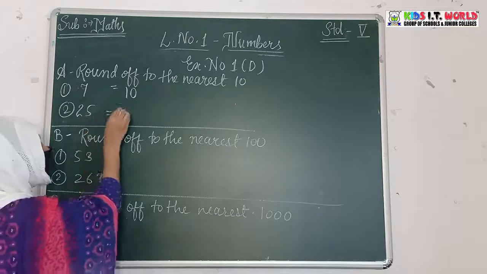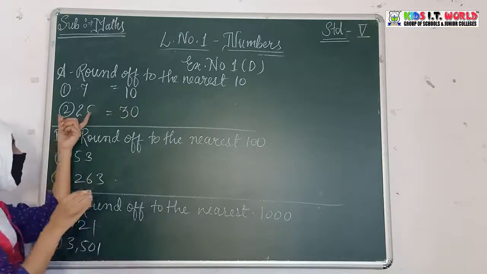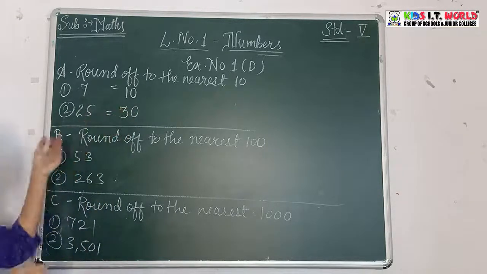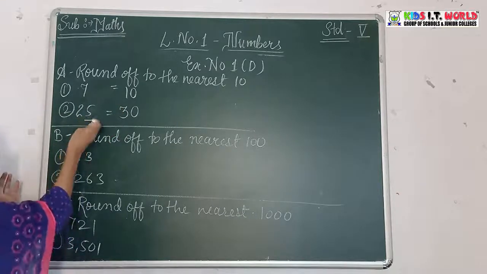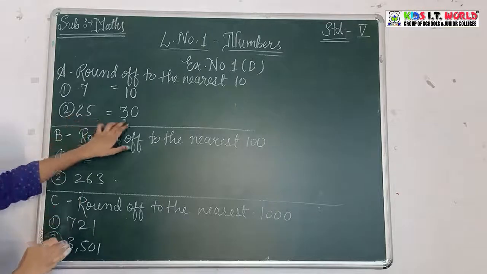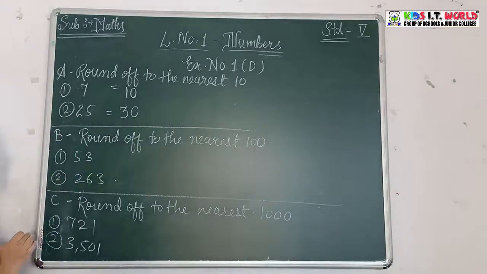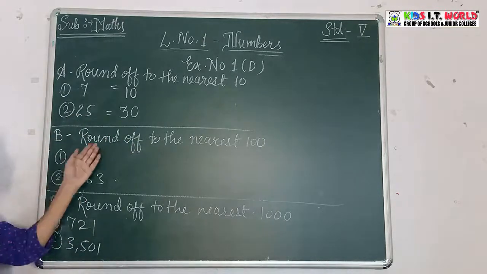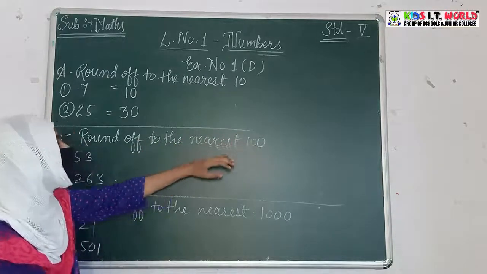Means it is nearest to the 30. So its rounded value will be 30, or 20 you can write, because it is not less than 5 or greater than 5. It is equal to 5. So this value will be nearest to the tens. Now the next question, round off to the nearest 100.